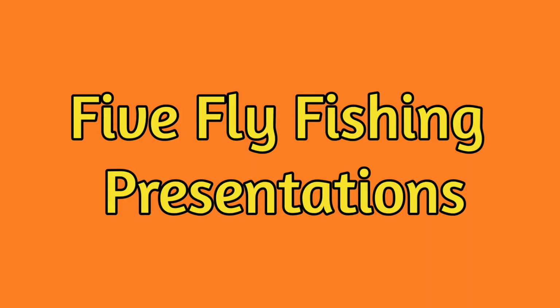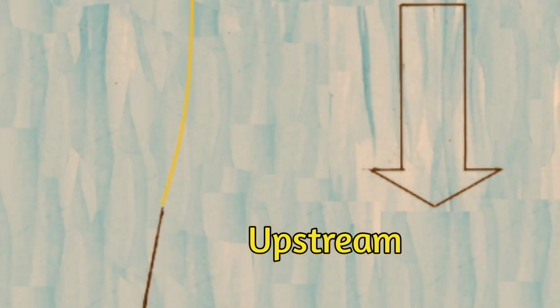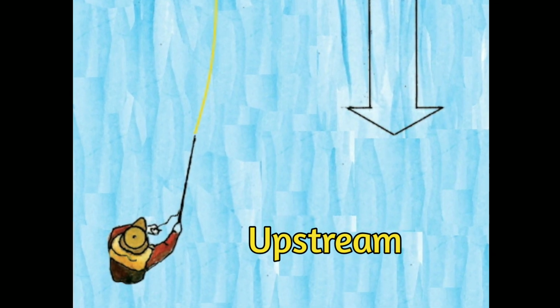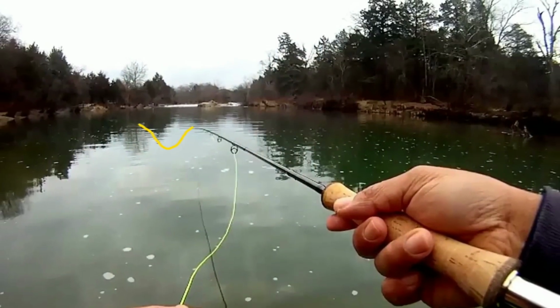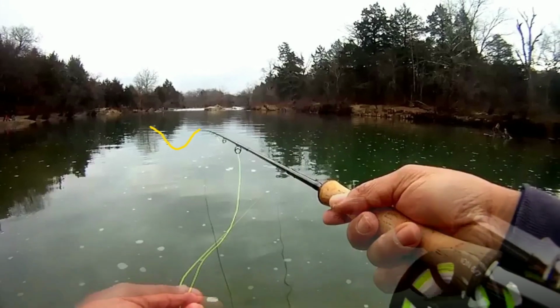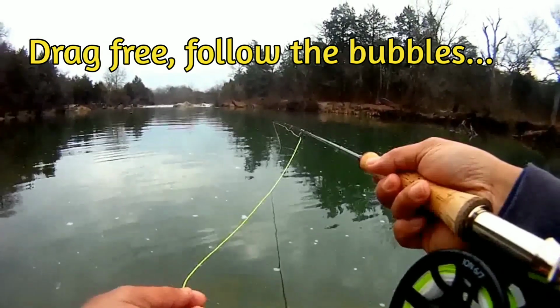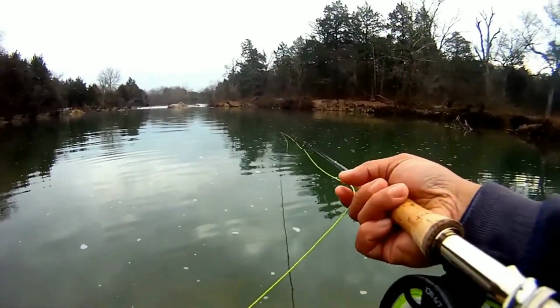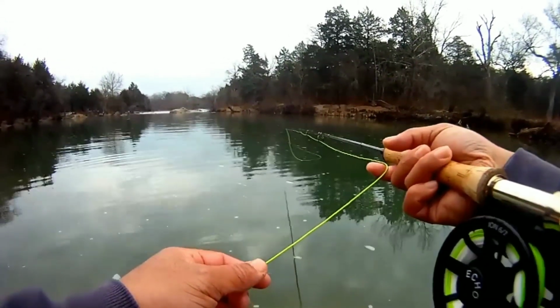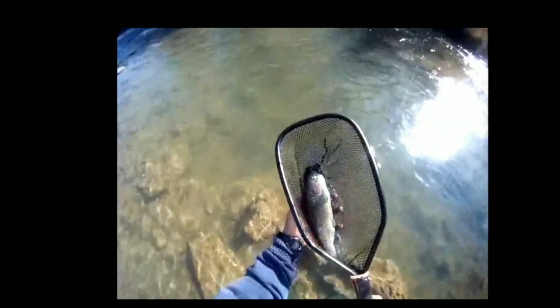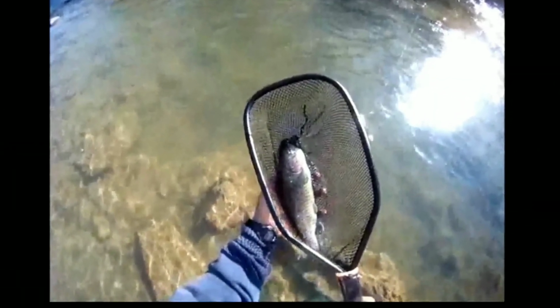5 fly fishing presentations. This is a case where yours truly would be in the water facing upstream and casting upstream, basically parallel to the river. Here's a situation where I'm doing so. And oh, by the way, getting ready to try catching me a fish, trying to keep it drag free, follow the bubble line or bubbles, making sure our strike indicators stand there. And oh, by the way, we got one on there. So there it is. Nice little trout.